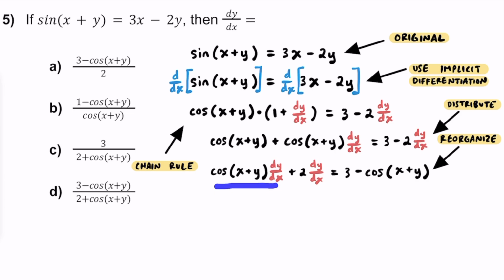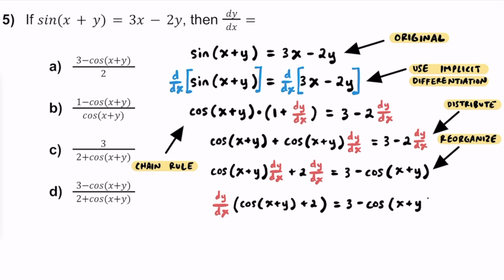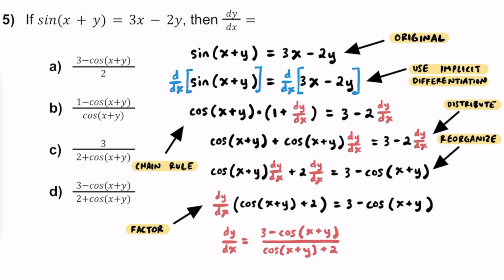Next, notice that these two terms both have a dy dx as a common factor, so let's go ahead and factor it out as the GCF. If we do that, it's going to look like this. And for one more step, we can get this dy dx alone if we just go ahead and divide both sides by this cosine of x plus y plus 2. Dividing both sides, we're going to get this expression right here. And so just moving around a couple pieces at the end there, isolated our dy dx.